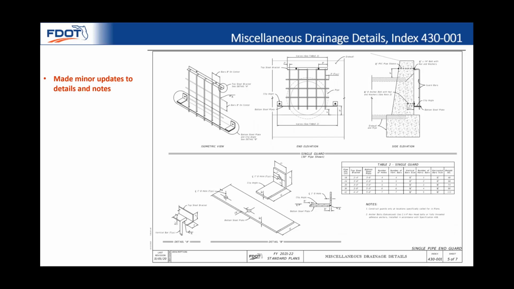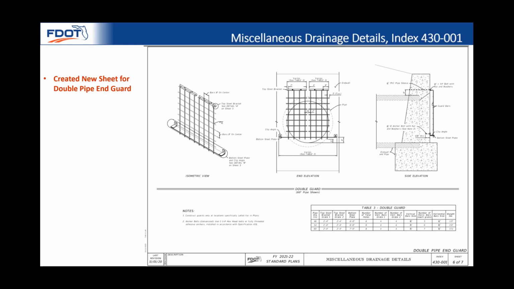Here's the updated sheet 5 for the single pipe end guards. This sheet covers 18-inch pipes through 42-inch pipes with single guards. Our next slide shows the new sheet that covers double pipe end guards for pipe sizes 48-inch, 54-inch, and 60-inch. We understand that these are not the only pipe sizes that use these guards. Any pipe larger than 60-inch will require the guard to be detailed in the plans.